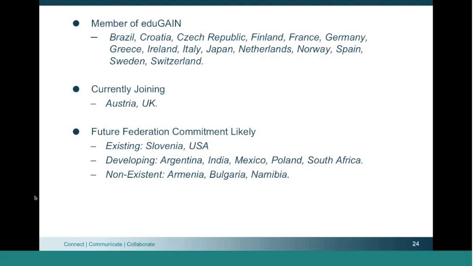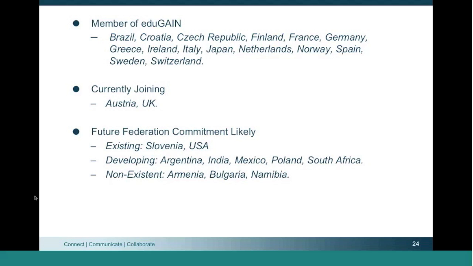So it's highly likely that Slovenia and USA, because those federations do exist, their participation in EduGAIN could be brought forward. These developing federations, Poland is certainly going to be joining EduGAIN, and the other federations that are in development are looking for an interfederation environment.